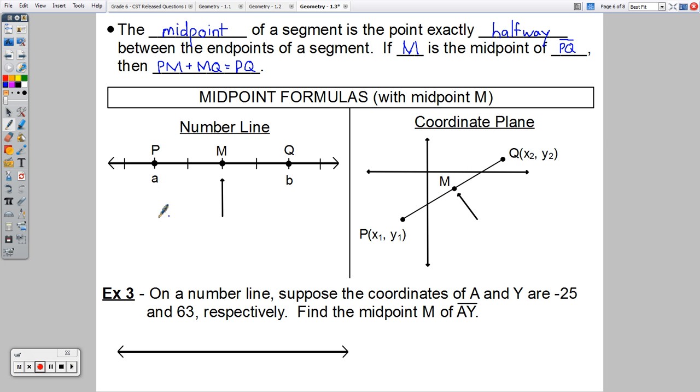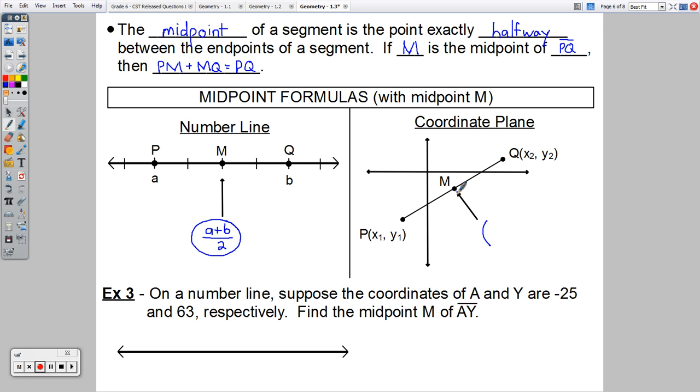For a number line, the formula for the midpoint is pretty simple. You just take the coordinates and you find halfway in between those coordinates. So you add them up, A plus B, and you divide that by 2. It's the average of the coordinate values, in other words. And really the same thing works here for the coordinate plane. You're taking the average of the x values and the average of the y values. That's where your midpoint's going to be.